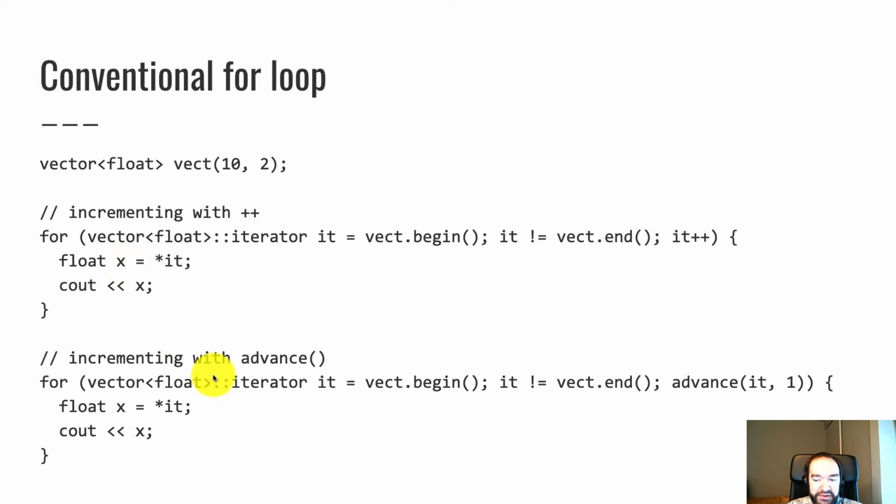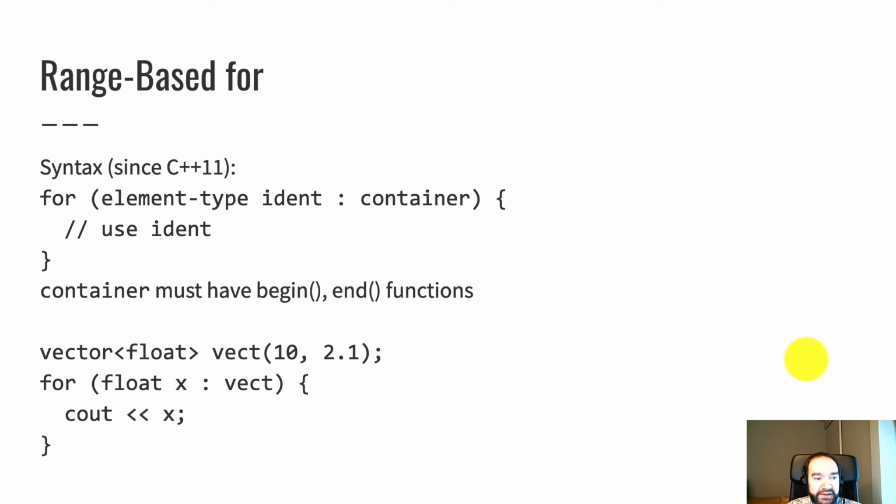And on the bottom of the slide here, I've got the same exact loop. The only change I've made is that instead of doing it++ to move to the next location, I'm doing advance it by 1. And that's maybe a style thing. Personally, I think that's more readable. it++ might be perhaps confusing, but advance iterator by 1, I think, is more clear what the programmer's intention is there. Now let's see the alternative of the range-based for.